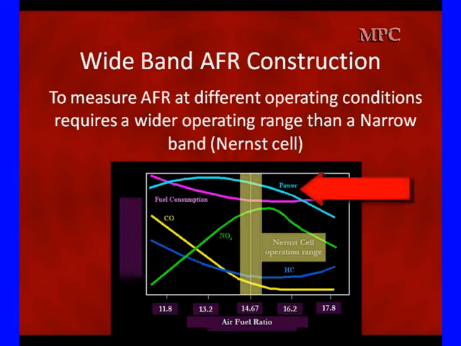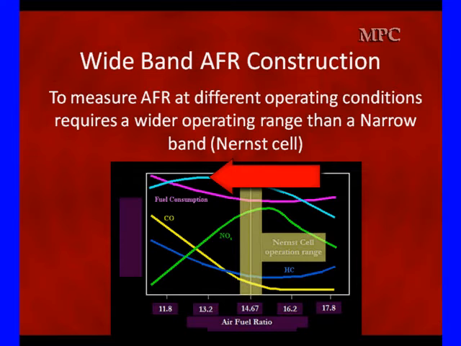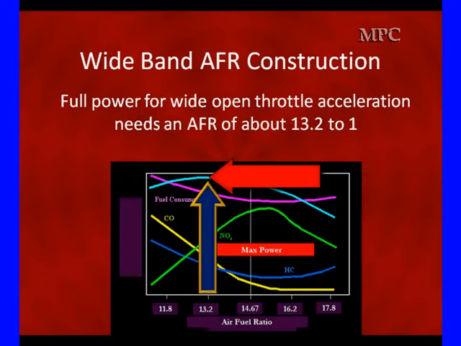Look at the blue power curve. The blue power curve peaks out way down the list here. It peaks out at around 13.2, which is where we generate maximum power. This is a full air-fuel ratio number lower than we could read with the narrowband. Wideband, we can read this.